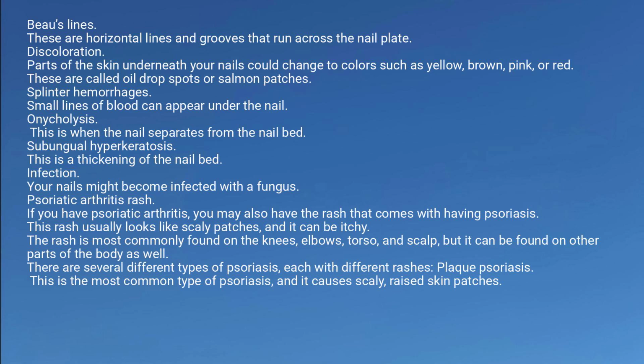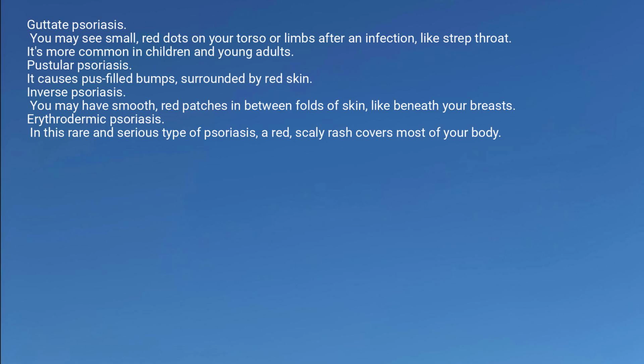Plaque psoriasis. This is the most common type of psoriasis, and it causes scaly, raised skin patches. Guttate psoriasis. You may see small, red dots on your torso or limbs after an infection, like strep throat. It's more common in children and young adults. Pustular psoriasis. It causes pus-filled bumps, surrounded by red skin. Inverse psoriasis. You may have smooth, red patches in between folds of skin, like beneath your breasts. Erythrodermic psoriasis. In this rare and serious type of psoriasis, a red, scaly rash covers most of your body.